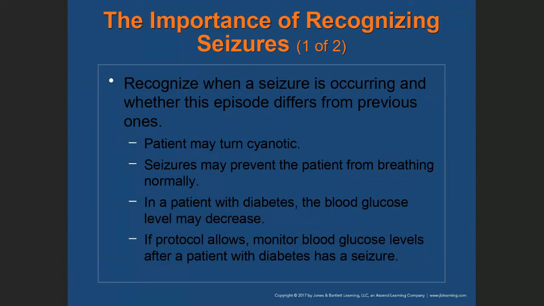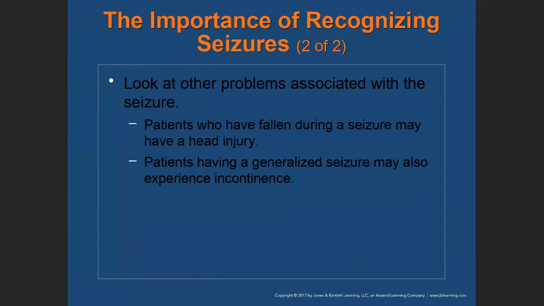In a patient with diabetes, the blood glucose level may decrease. If protocol allows, monitor blood glucose level after a patient with diabetes has a seizure. Look at other problems associated with the seizure. Patients who have fallen during a seizure may have a head injury. Patients having a generalized seizure may also experience incontinence.